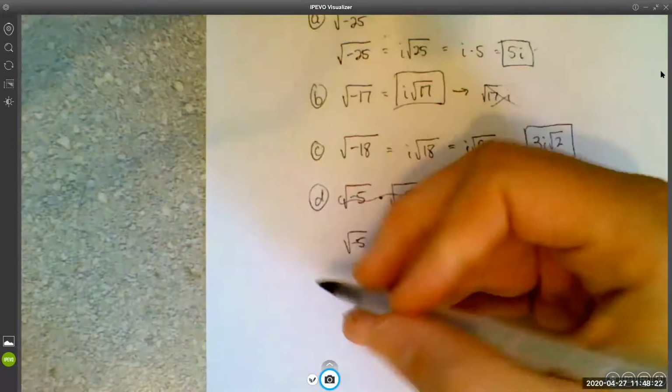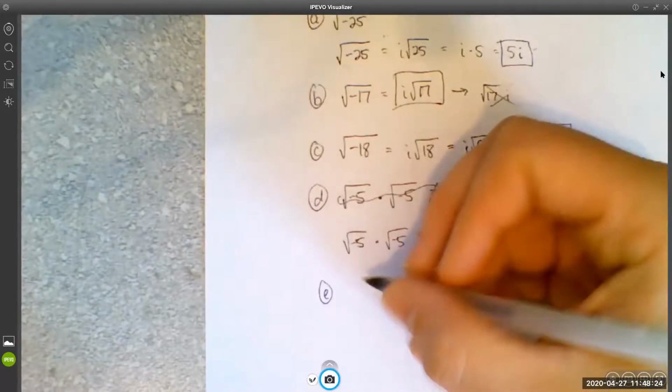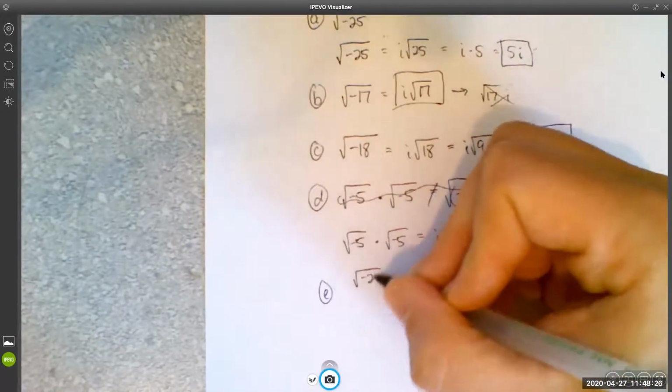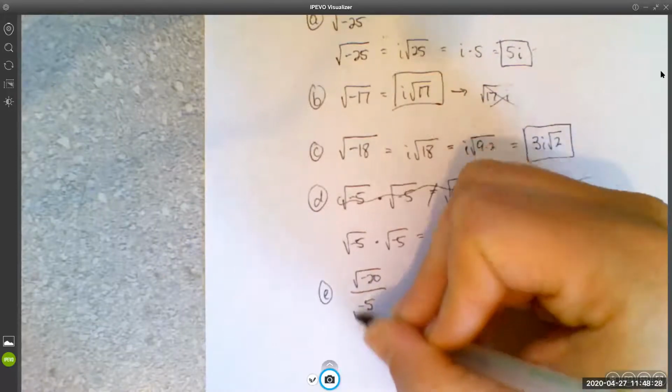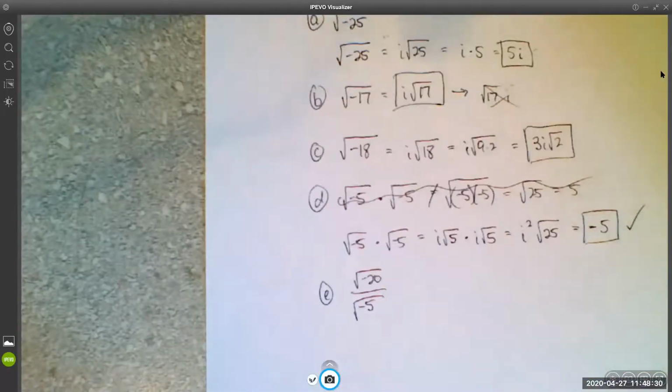Same thing goes for division. So if we have root negative 20 divided by root negative 5, you might be tempted to think, well, this is just square root of negative 20 divided by negative 5, so it's just the square root of 4, which is just 2. But if you do it that way, you're going to be off by a sign.